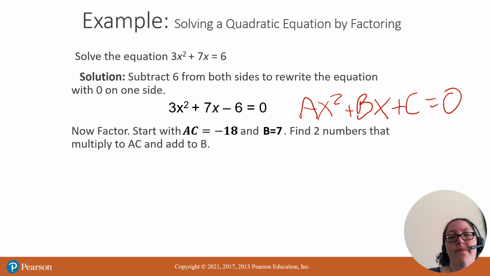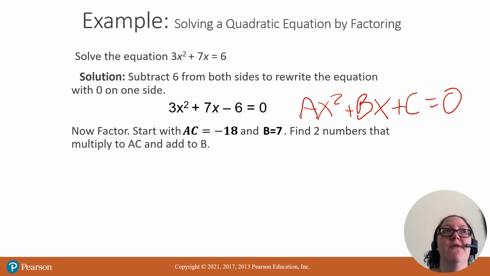Now, with factoring, I need to start with the AC number. That AC number takes the a number and the c number, so that's 3 and negative 6, and multiplies them together, which gives me negative 18. And then our b number is 7. So what we want to do is find two numbers that multiply to be the AC number but add to be the b number.